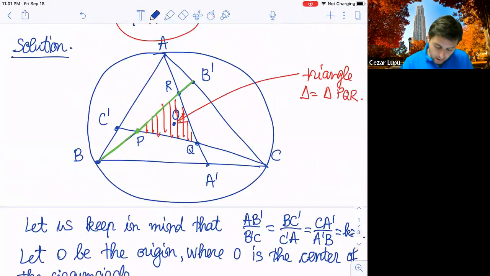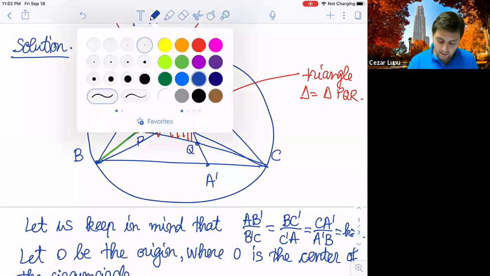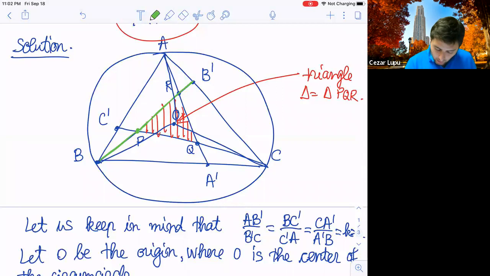Okay, and we know that OA, OB, and OC are the radii. Now we would like to express this ratio, because I would like to compute the vectors OR, OP, and of course OQ. It will be convenient to express them in terms of the OA vector, OB vector, and OC vector.